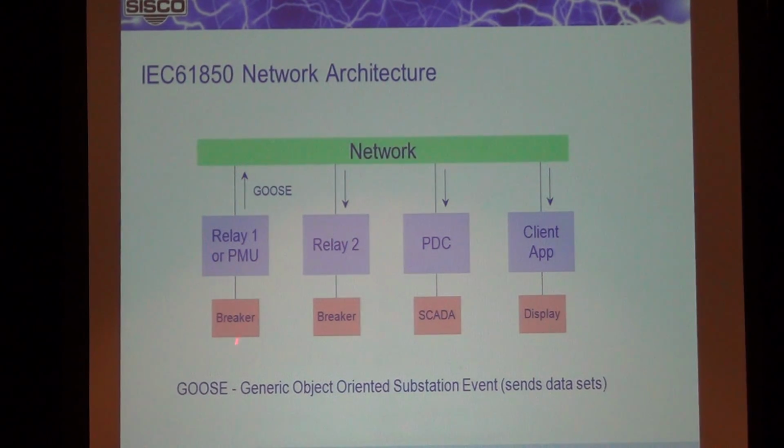So in this particular case here, if you've got a relay or a PMU generating a Goose message, it gets delivered to all the applications that want that piece of information, that listen for where this message is sent to. Essentially, Goose is called Generic Object-Oriented Substation Event, and it sends data set information. Essentially, you collect points of data into a data set, and that data set gets sent every time the data changes.